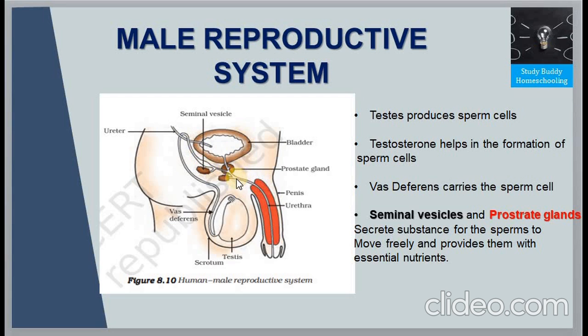You have to remember that the urethra is a common passage for both urine as well as semen. Semen is a white fluid which contains millions of sperms. It's through urethra and the penis, which is the external organ, that the semen is ejaculated out. Semen with millions of sperms is ejaculated out during intercourse. You have to remember that testosterone is a hormone which helps in the formation of sperm cells in the testis.